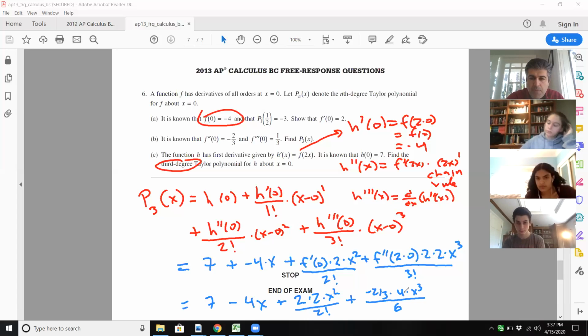The third term, be really careful. And now you can do h double prime of 0. So h double prime of x is f prime of 2x, but with the chain rule, the derivative of 2x, of course, is 2. So h double prime of x is f prime of 2x times 2. Of course, x is 0.